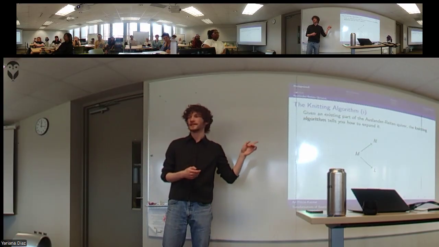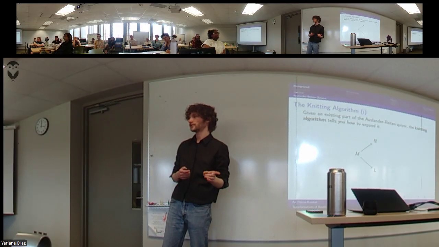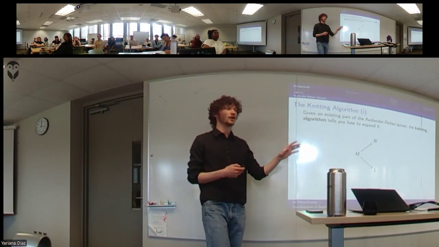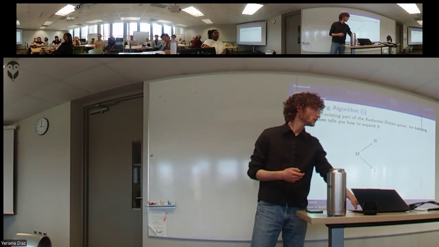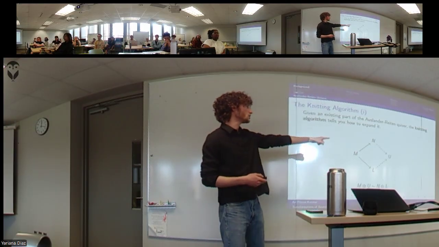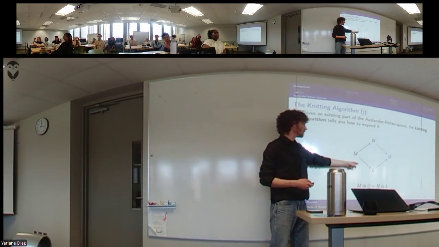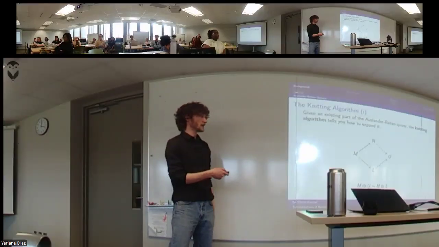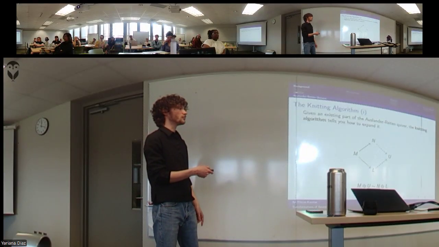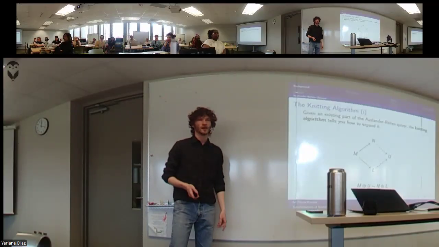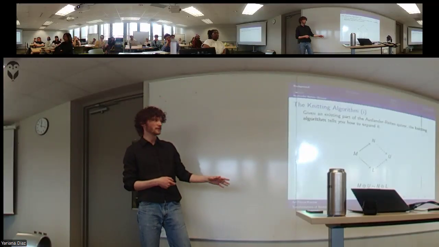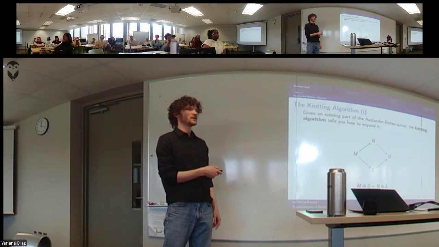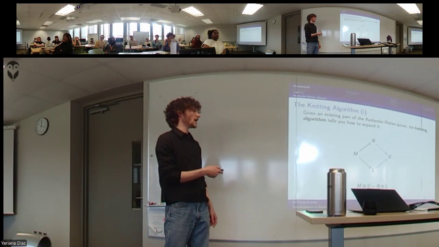The knitting algorithm takes as input an existing part of the Auslander-Reiten quiver and gives as output an extension of that existing part. More specifically, what it tells you is that if you have these three representations, M, N, and L, and you know that there exist arrows here, then there must also exist arrows here and a fourth indecomposable representation, which we'll call U, such that the dimensions of the vector spaces in the sum of N and L are the same as the dimensions of the vector spaces in the sum of M and U.